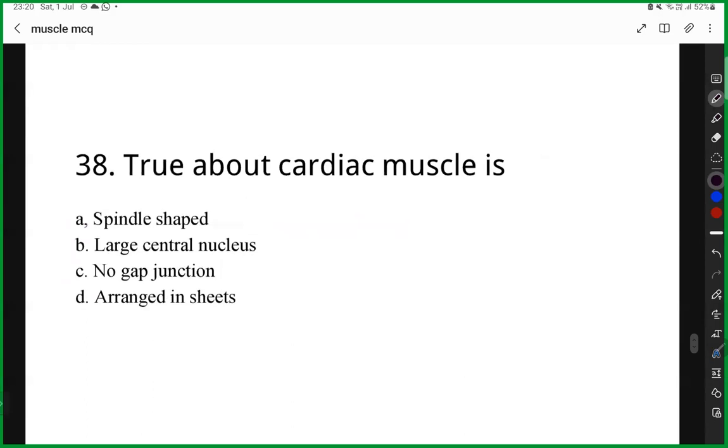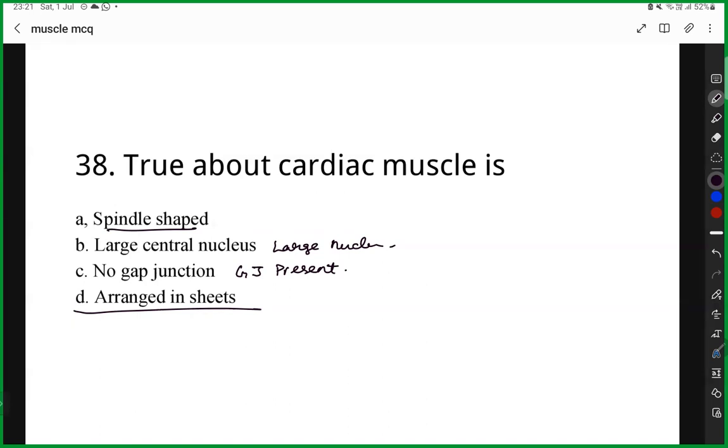What is true about cardiac muscle? Remember, your cardiac muscle has gap junctions. So gap junctions are present. So this option is wrong. You also know that it is uninucleate, so it has a large, central nucleus. It is not spindle shaped, so that is again wrong. They are not arranged in sheets. Your cardiac muscles are not arranged as a sheet.